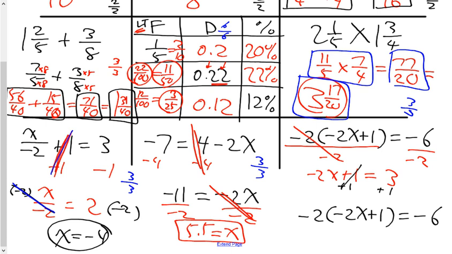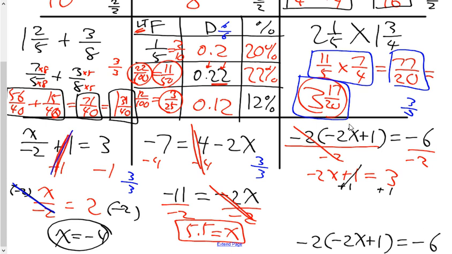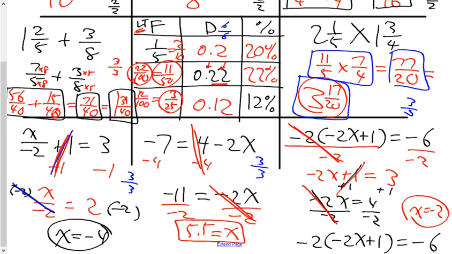That's worth a point. I'll bring this down a little bit more. You get -2x equals 4, and divide both sides by the coefficient of -2. And your final answer is x equals -2. 1 point for this line, 1 point for that line, 1 point for that line, and 1 point for your answer, x equals -2. So this question is worth 4 points.